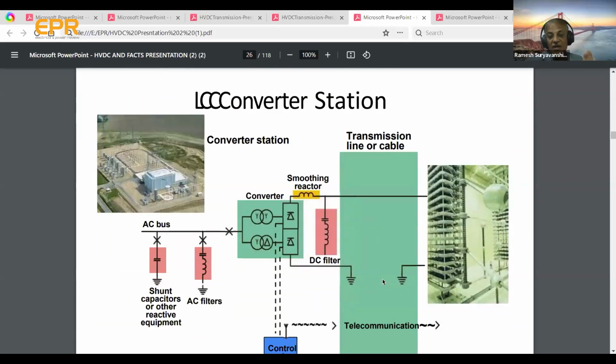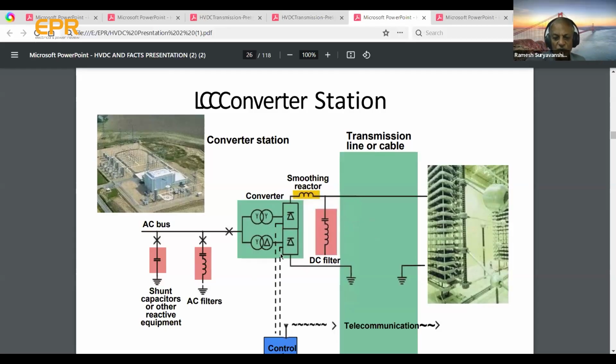Now, the LCC converter station looks like this. On the left-hand side you can see the AC bus, and all you require for reactive power compensation. And this is the converter transformer, very heavy, 300 to 500 tons. We have done it in Chandrapur, Padghe. Then we have done it in the Middle East. We have done it in Norway.